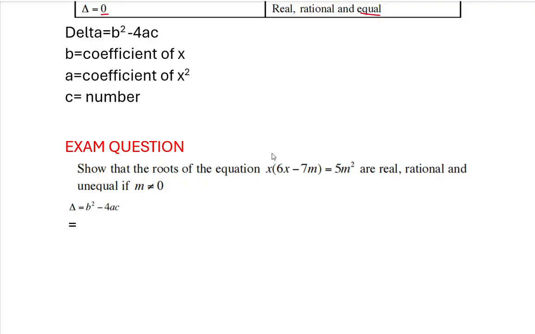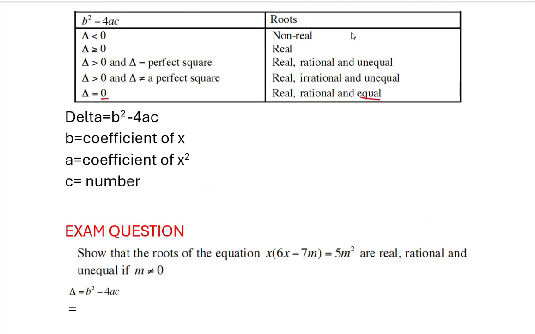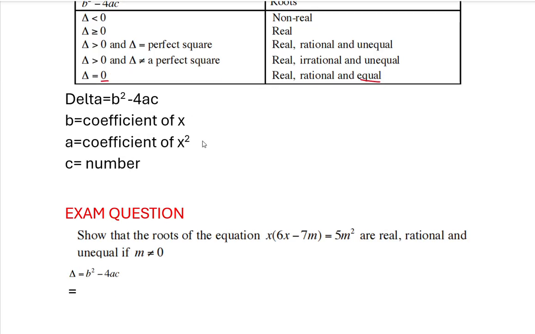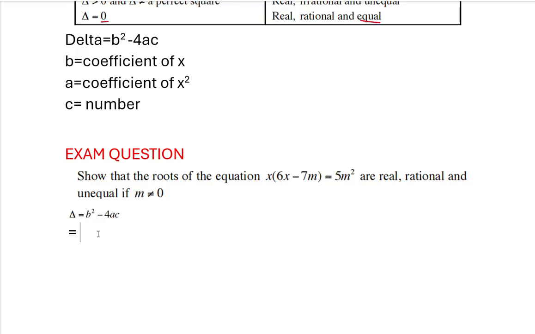So for roots to be real, delta must be greater than or equal to 0. For them to be rational, delta must be a perfect square, and for unequal, delta must not be equal to 0. So let's do our question.